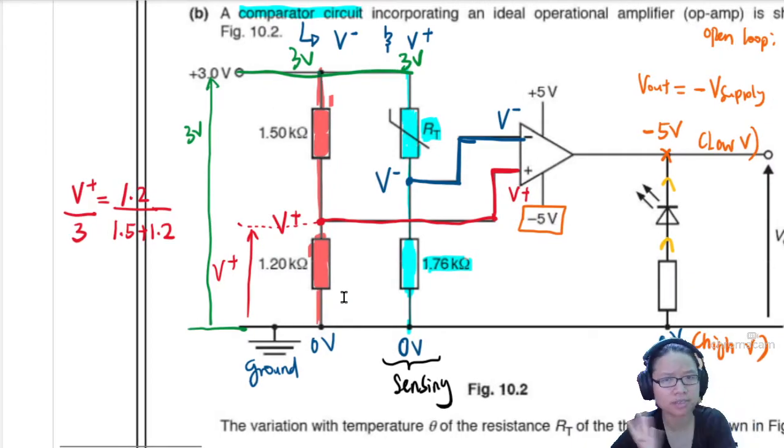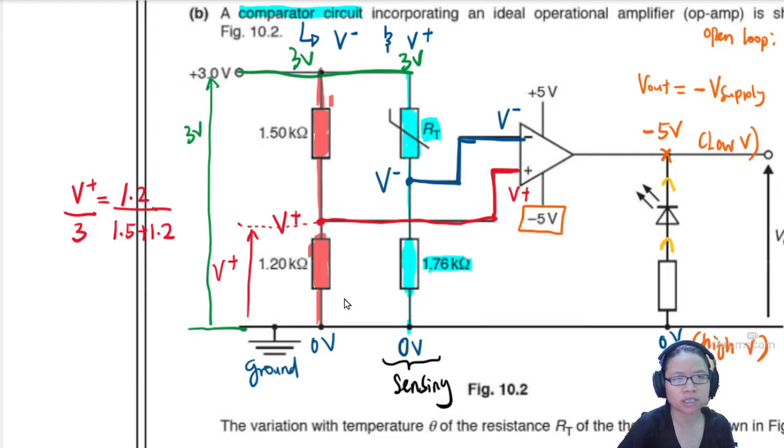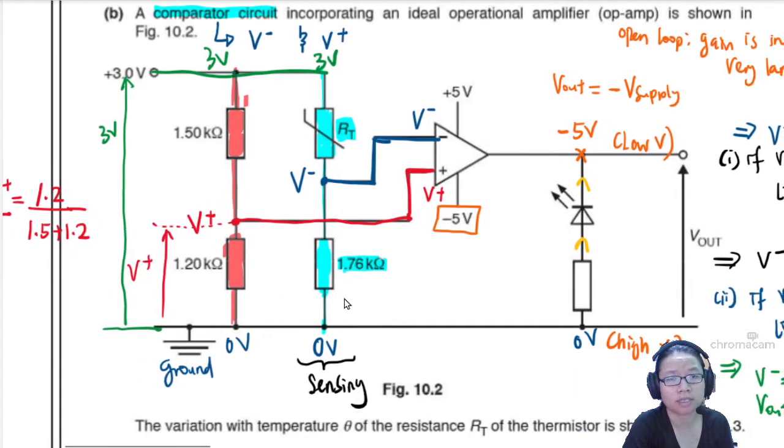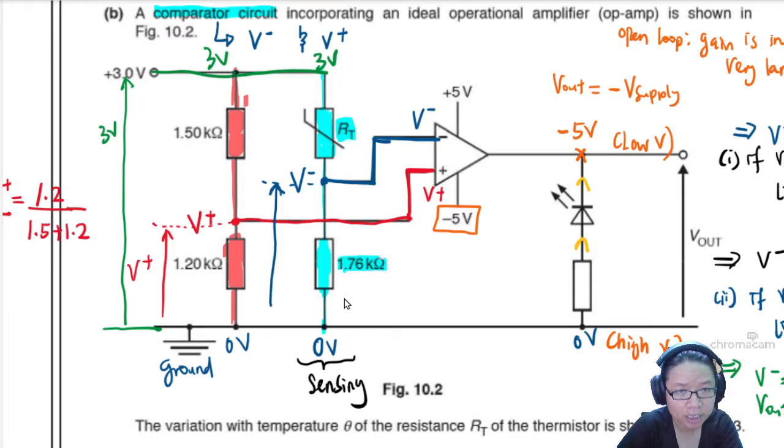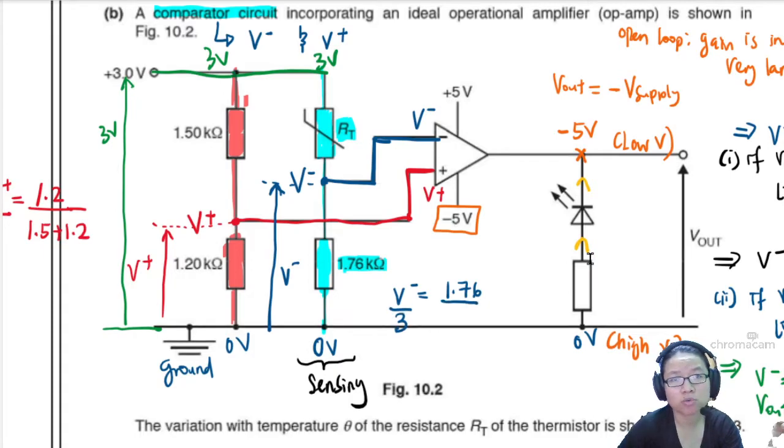What about V minus? V minus is an interesting one, because if you look at V minus, we don't have RT. So we actually have to write V minus in terms of RT. But don't worry. From here to ground is your V minus, or your inverting input. Let's look at the ratio again. The equivalent resistance for V minus, the inverting input, is 1.76. We divide by the total resistance for this whole branch, which is RT plus 1.76. See the RT.